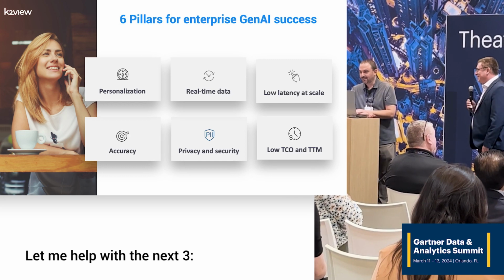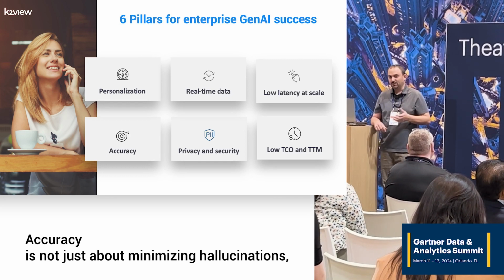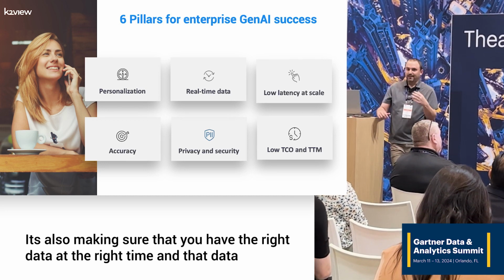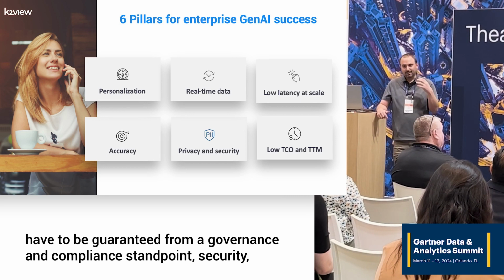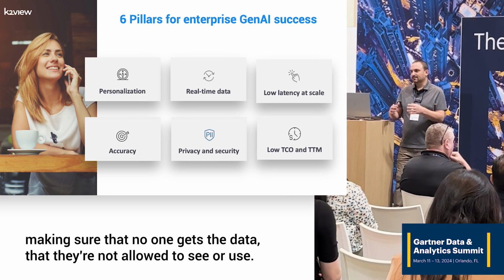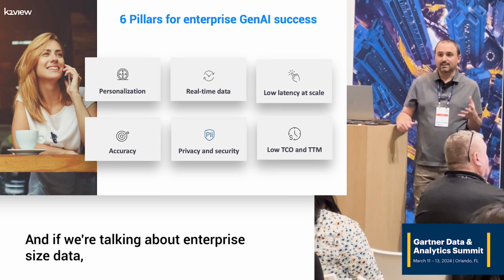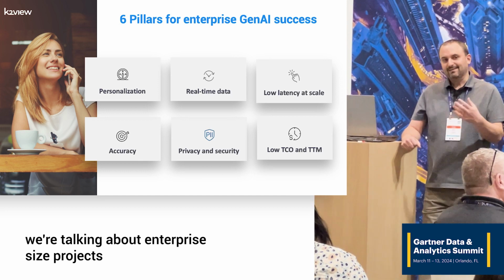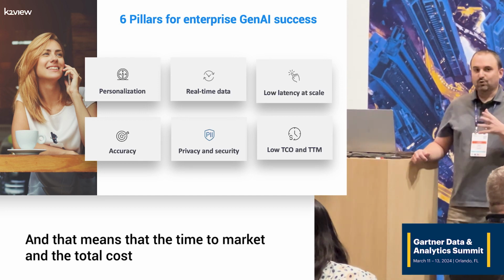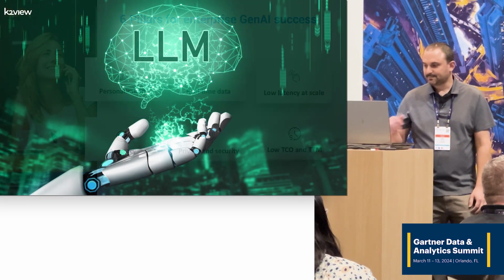Let me help with the next 3. Accuracy: it's not just about minimizing hallucination. It's also making sure that you have the right data at the right time. And that data has to be guaranteed from a governance, compliance and security standpoint, making sure that no one gets the data that they're not allowed to see or use. And if we're talking about enterprise-sized data, we're talking about enterprise-sized projects. And that means that the time to market and the total cost of ownership play a critical part in project success.